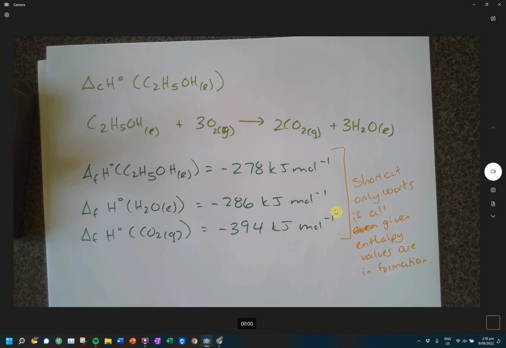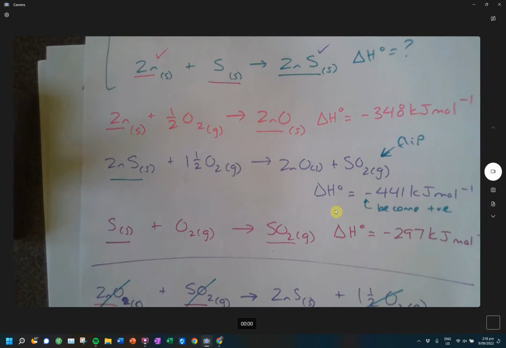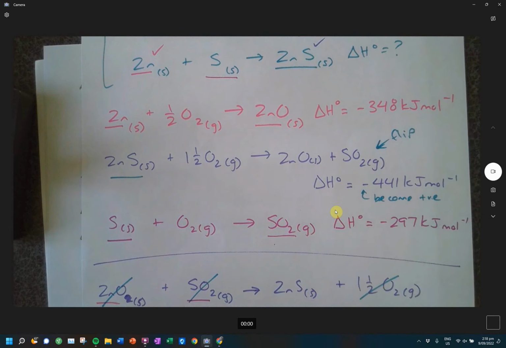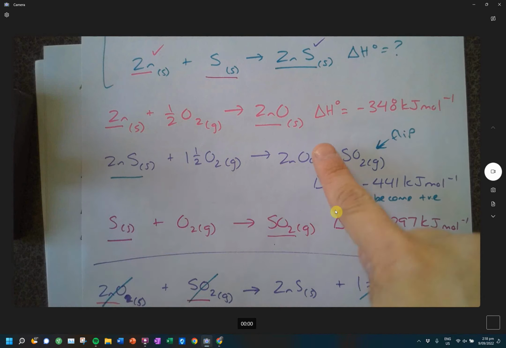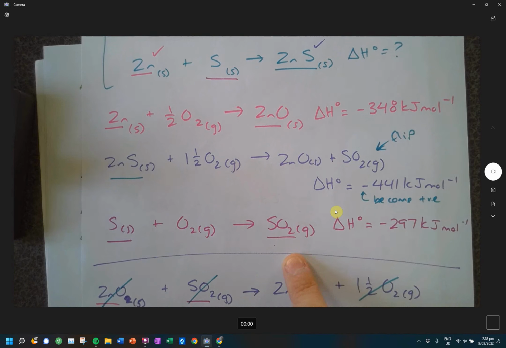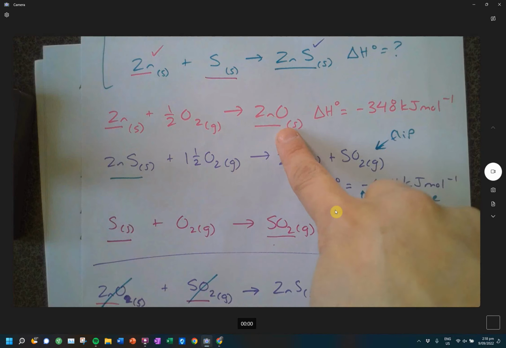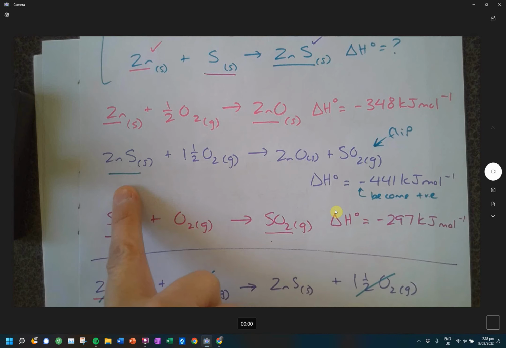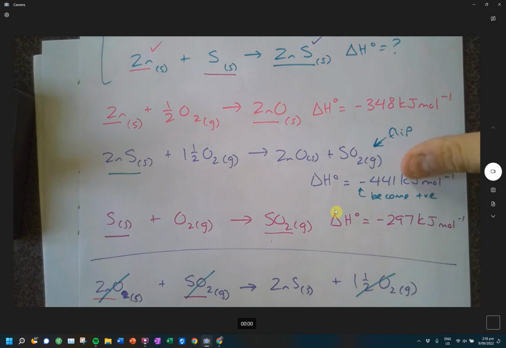All right. If you look at the other 2 equations that we were looking at, those didn't have everybody in formation. So that was formation. That one was, actually, wait. Were they all in formation? Yeah, they were all technically formation. So you could, nope. I lied. That one's formation, that one's formation, that one was combustion. So you couldn't use the shortcut.